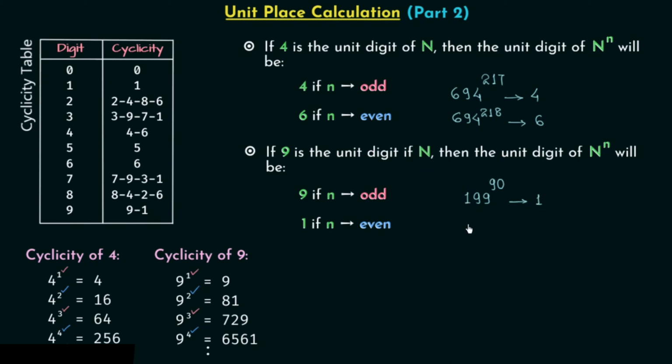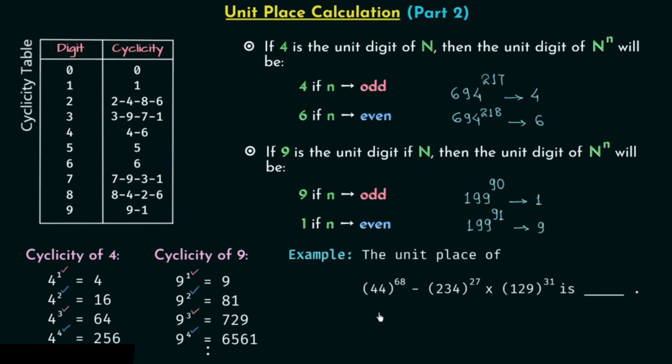Similarly, if we have 199 raised to power 91, then this will have 9 at the unit place because 91 is odd, and when we have odd power, 9 is the digit at unit place. So I hope you now understand how we can use the cyclicity of digit 9 to find out the unit digit. Now before we end this lecture, let's see one example problem.